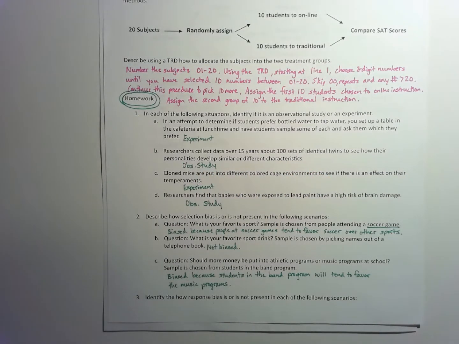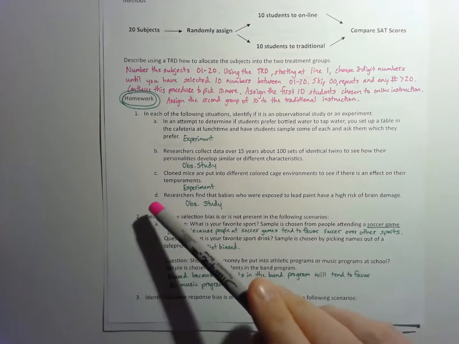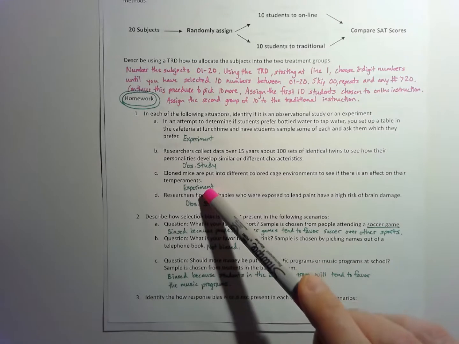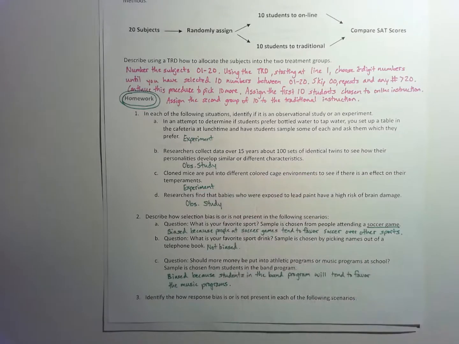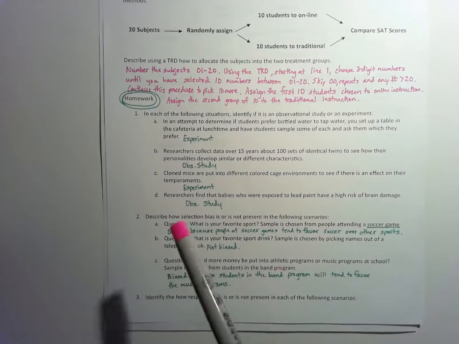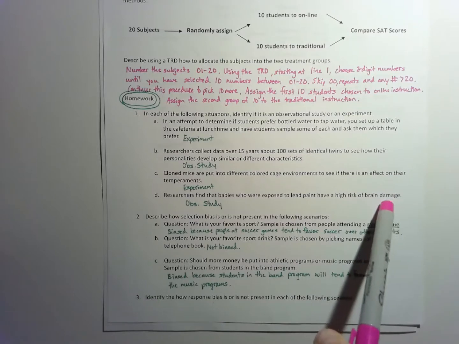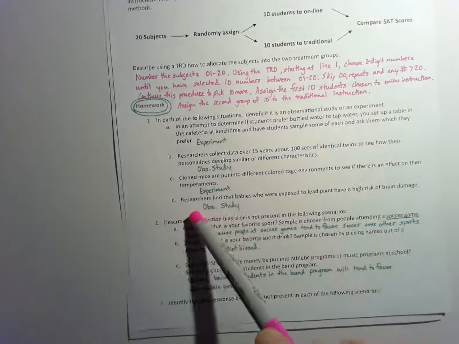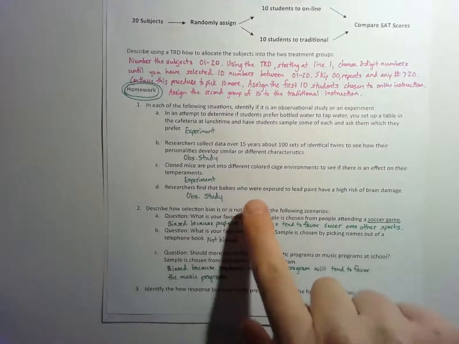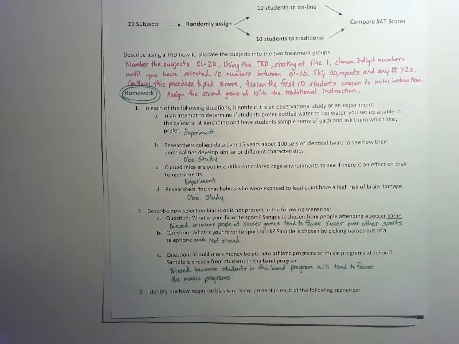Cloned mice are put into different colored cage environments to see if there is an effect on their temperaments. That's an experiment. Since the environments are changing, there is a treatment being imposed on the mice. Researchers find that babies who were exposed to lead paint have a high risk of brain damage. That one is just going back to find something that has already happened, unfortunately. So that is an observational study.